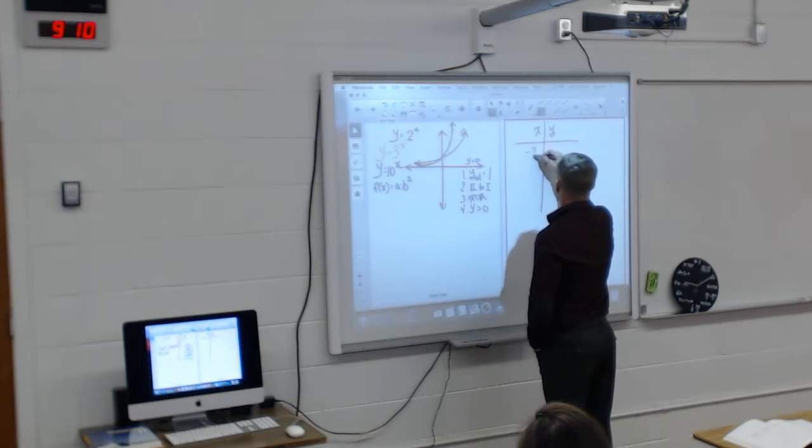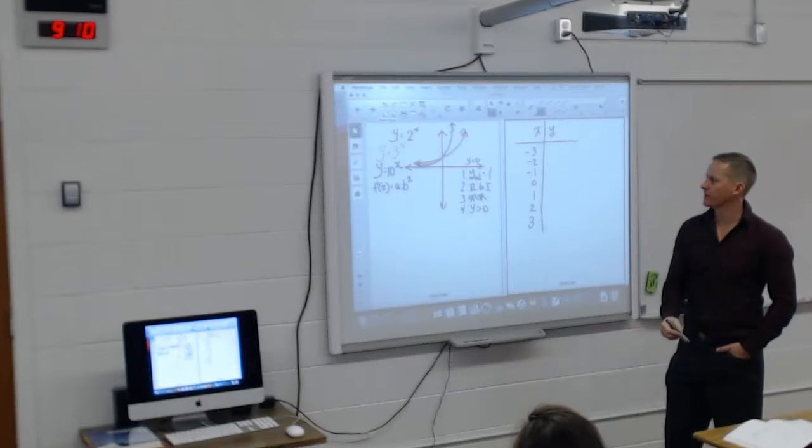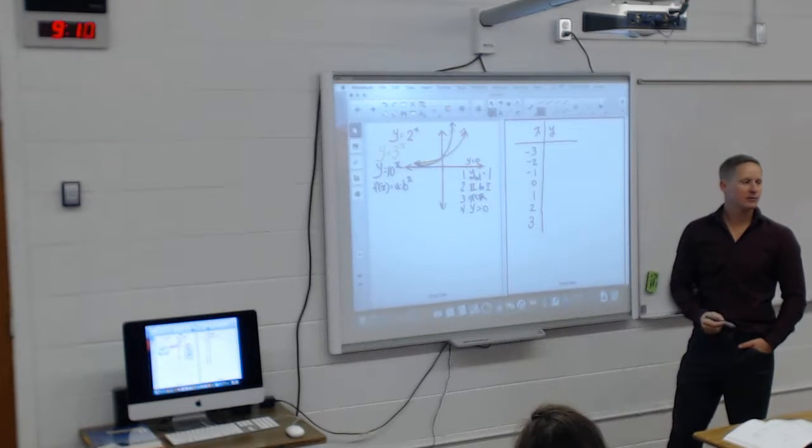There you go. Let me do it this way. When x is 3, what is y in the red one? When x is 3, what is y? 16. One too many.